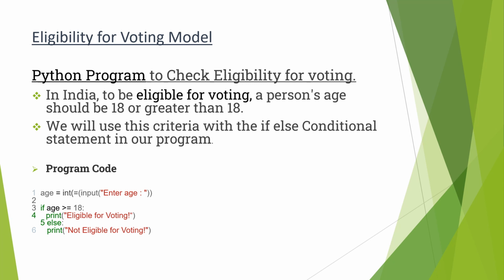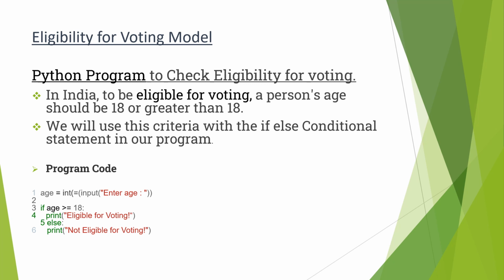So here, first we are going to take input. That input is enter age. The person who is going to vote, or who is going to check his eligibility, will enter his age. If age is greater than or equal to 18, the if statement is used to check whether it is true or false. If the condition is true, he is eligible for voting. If not, else. If the if statement is false, then else will execute. So then it will print not eligible for voting.